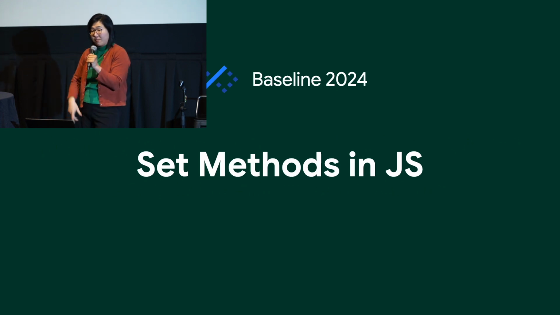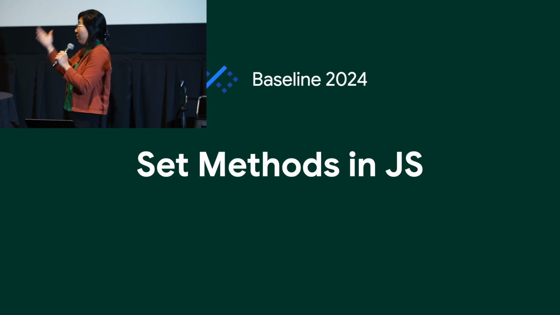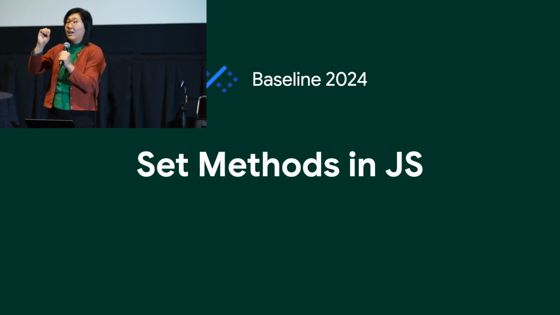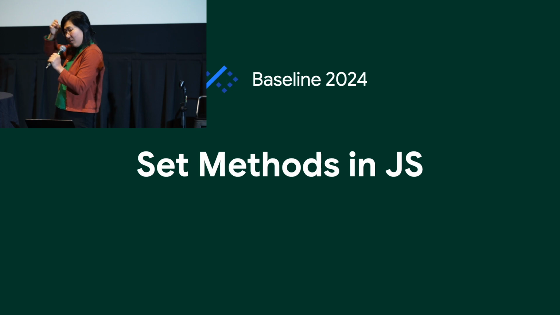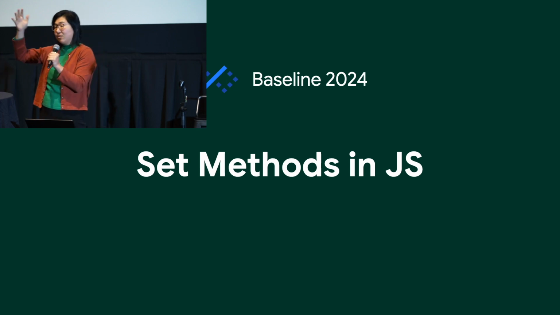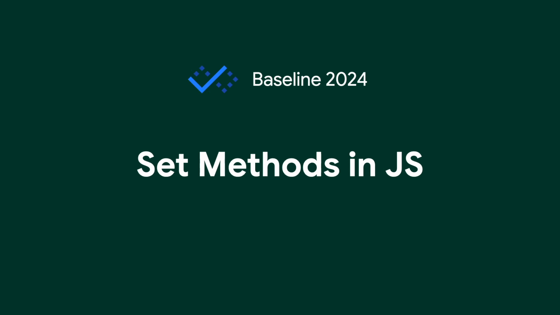For example, the JavaScript set method is Baseline 2024 newly available. By the way, we also label features by years. So when something says Baseline 24, that means this feature became Baseline newly available in 2024, sort of like a version number idea.